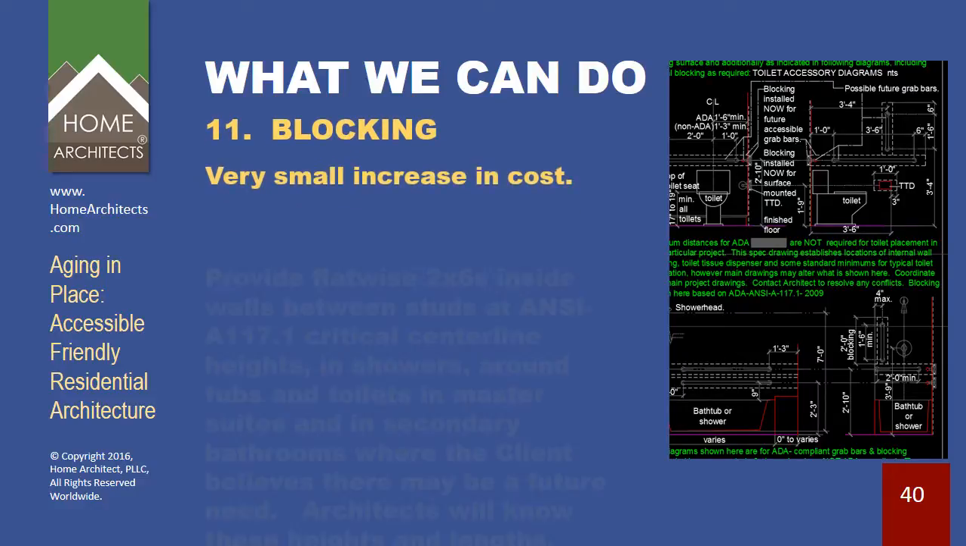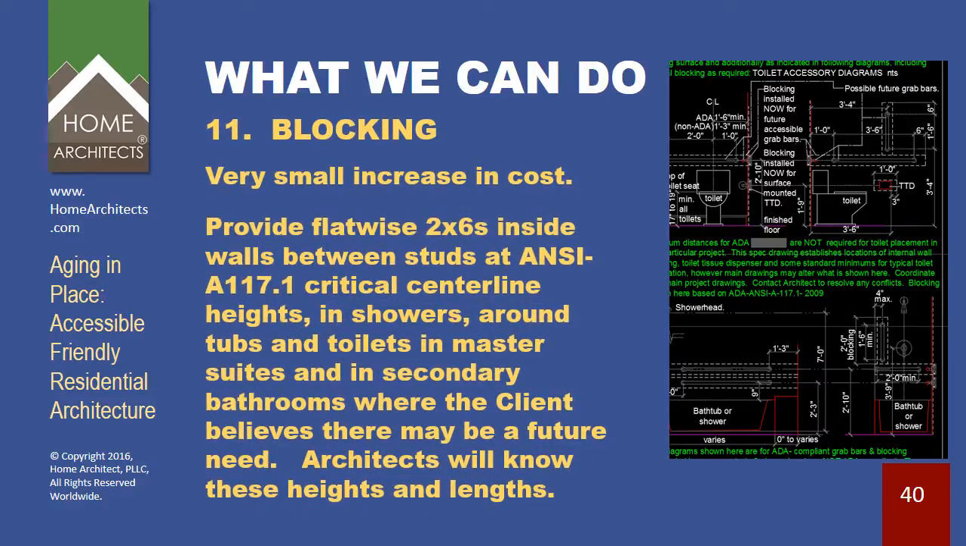11. Blocking. Very small increase in cost. Provide flat-wise 2x6s inside walls between studs. At ANSI 117.1 critical centerline heights in showers, around tubs and toilets, and in master suites and in secondary bathrooms where the client believes that there may be a future need. Architects will know these heights and lengths. We provide this in our specifications so that the contractor knows exactly where to put these.